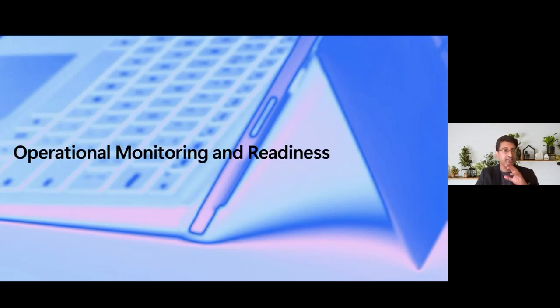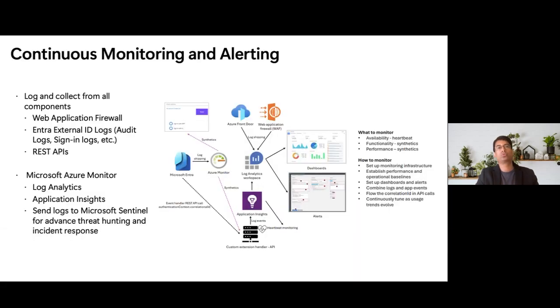Now, let's get into details around the operations side, because operations monitoring is going to be really critical, and we've been talking about it in bits and pieces. So holistically, how should you think about it from a deployment standpoint? The first thing you need to do is make sure the logs are available. If you're using WAF, you want to funnel those logs into Azure Monitor. Entra External ID has audit logs and sign-in logs, and you funnel them into Azure Monitor as well.